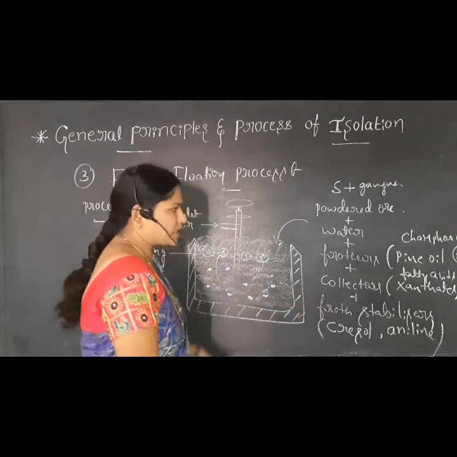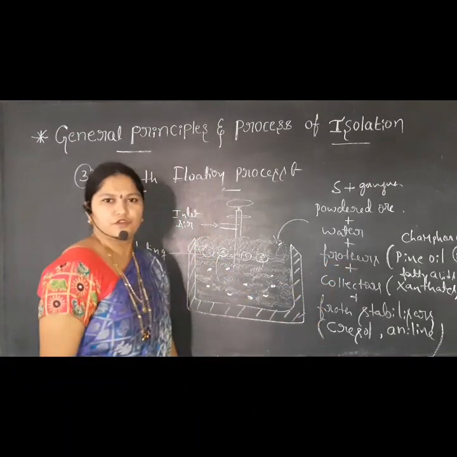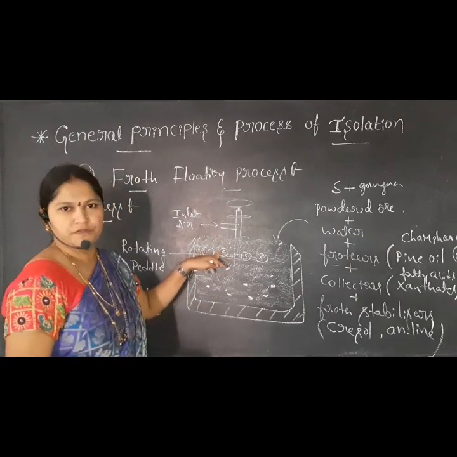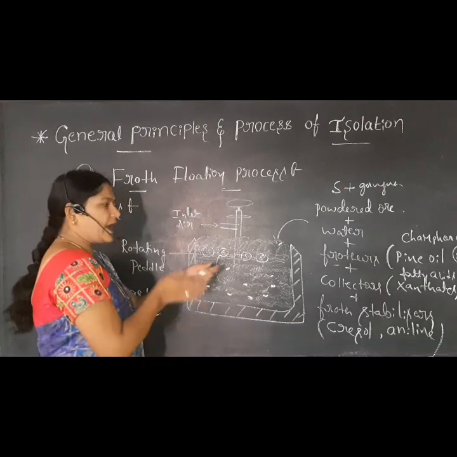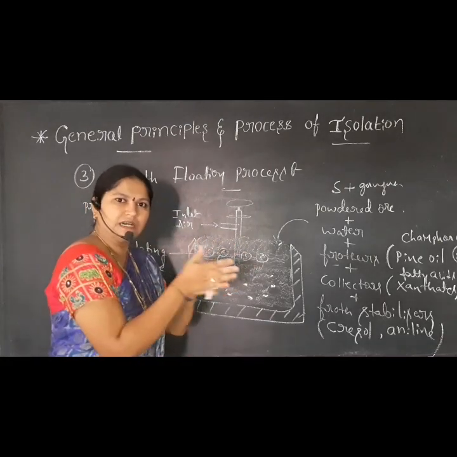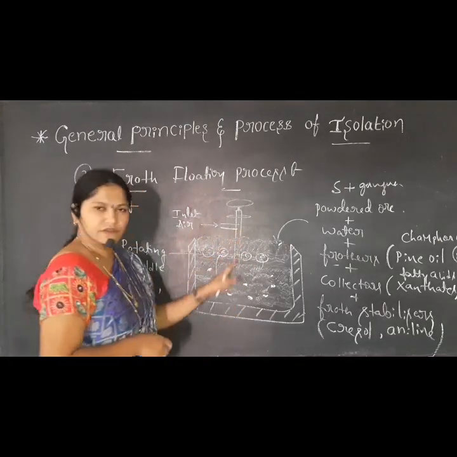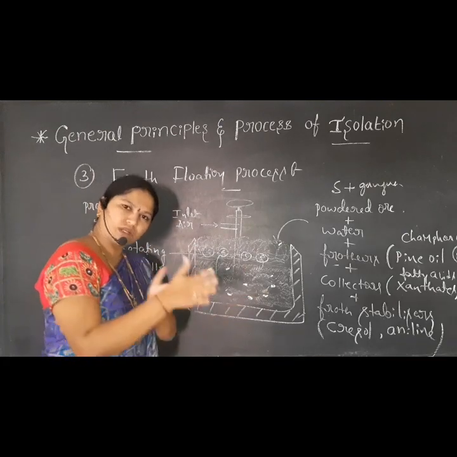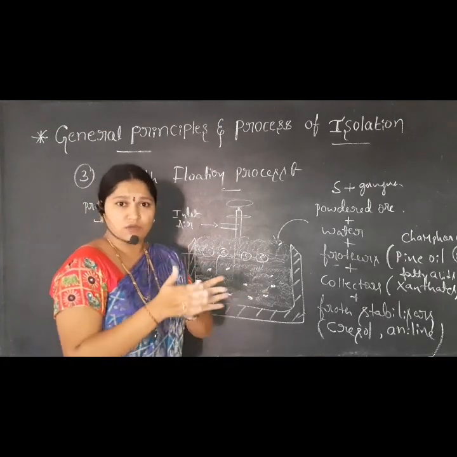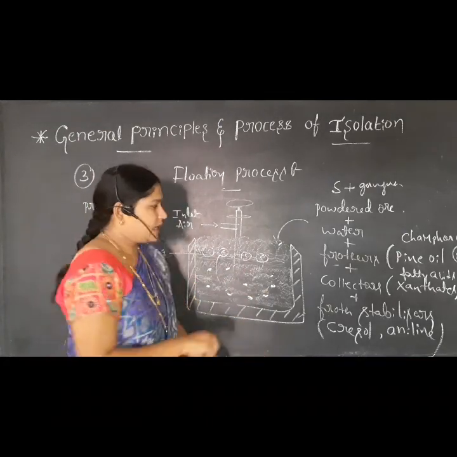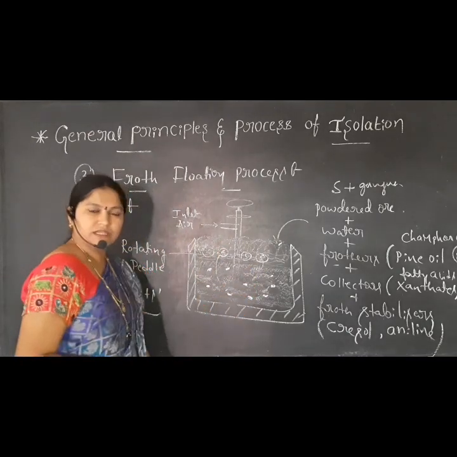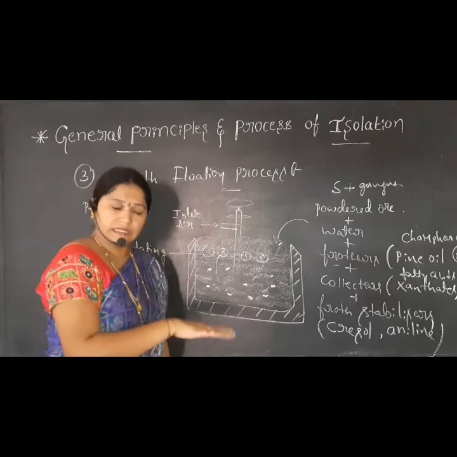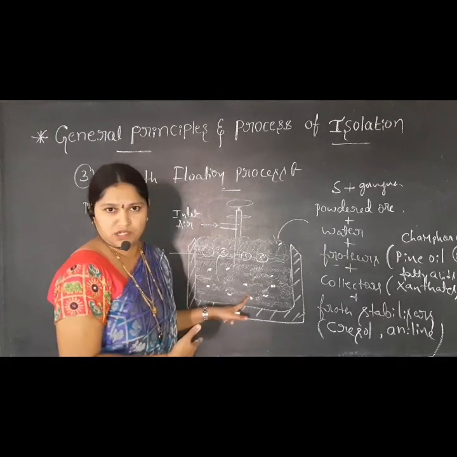Clear? Collectors collect, and the froth forms on the top of the water. So what happens when powdered ore is poured into this and the rotating paddle starts rotating with the passing of air? As the air is passed and it rotates, froth formation happens, and all the sulfide ore comes up from below, and all impurities, gangue particles, are left behind in the water only.